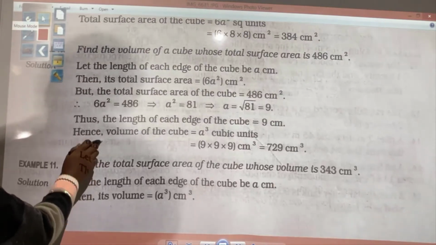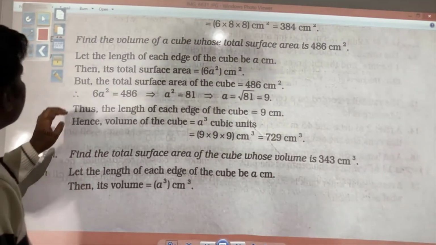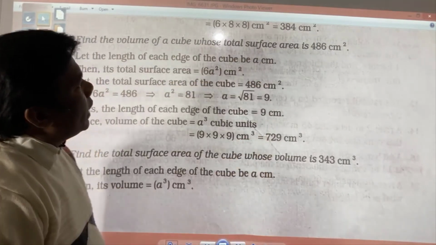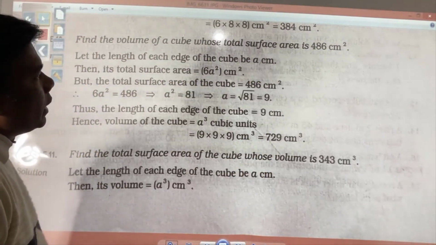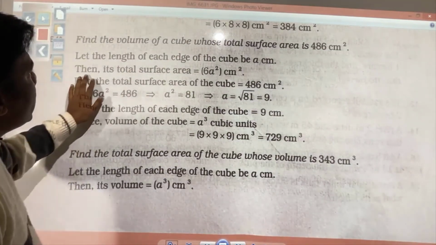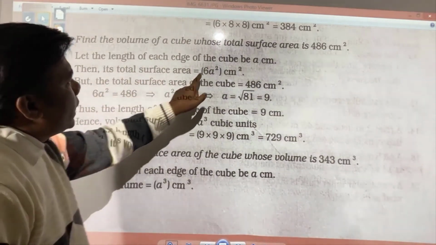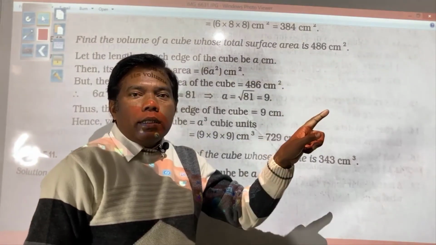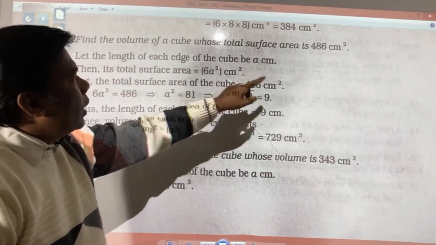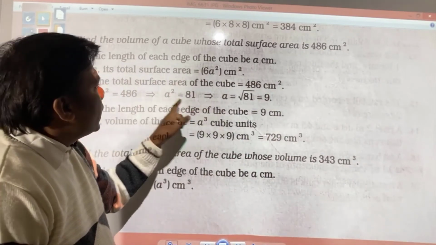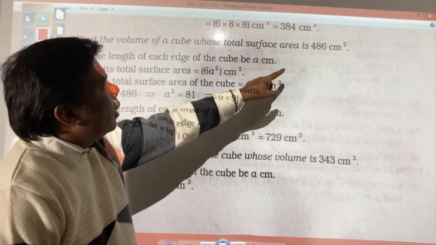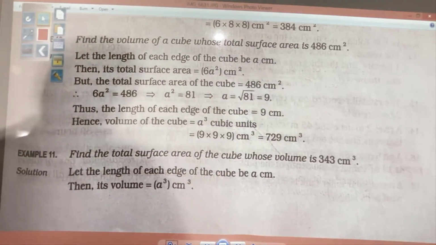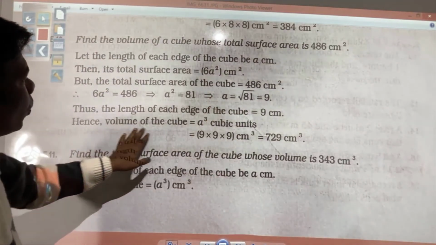Question number 10 you see. Find the volume of a cube whose total surface area is 486 cm square. Total surface area, as we know, is 6a square. 6a square is equal to 486. So what will a be? 486 divided by 6, and a will be root under 486 divided by 6. Solve that and you will get the answer. And so you can find the volume of the cube.